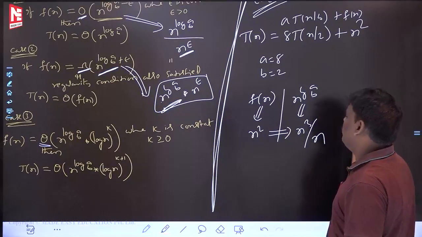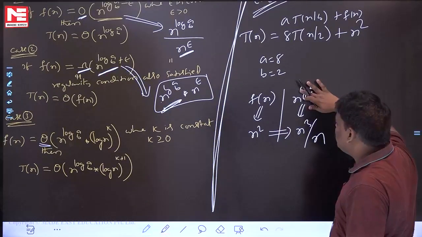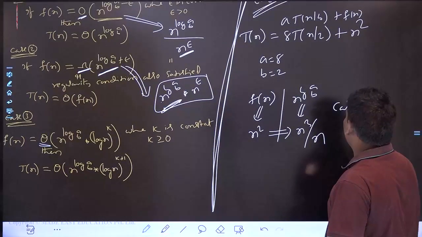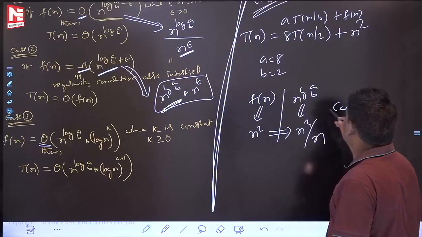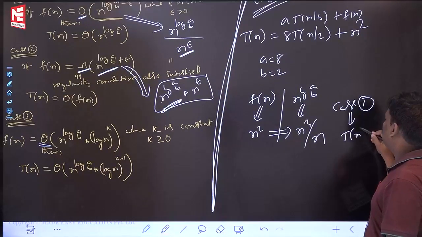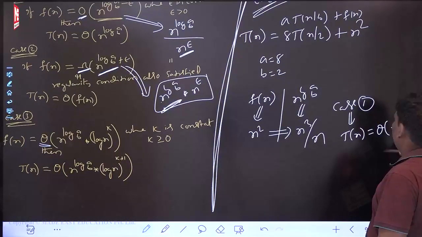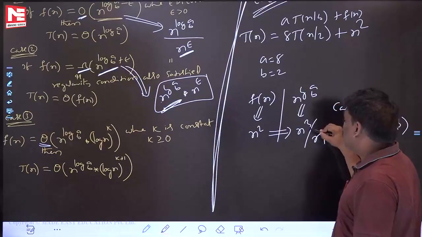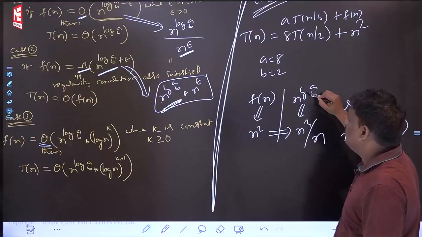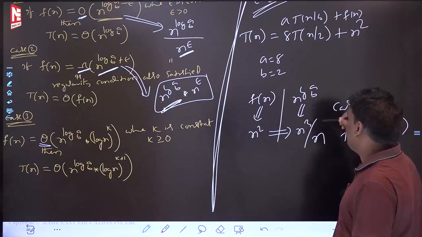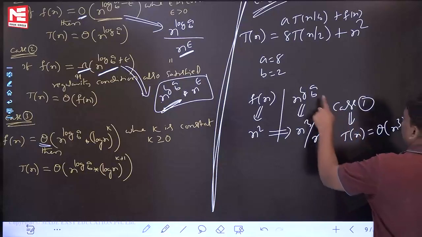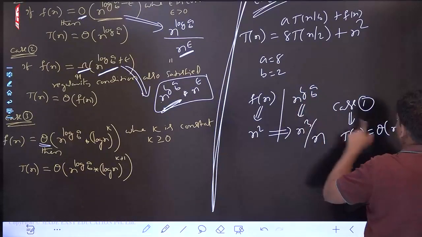Whichever is bigger, that will be the answer. N power log a base b is bigger than f of n, by n times, which means polynomial time. So case 1 of the master theorem. Because it is bigger by polynomial time, the answer is T(n) equals theta of n cube. The n power log a base b is n cube. If you divide this by n, then you will get f of n.